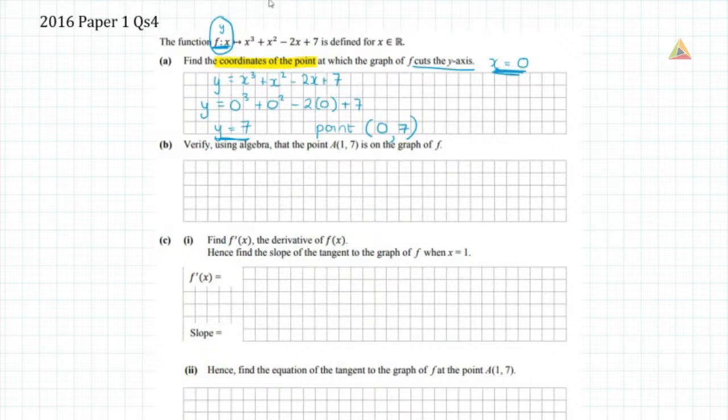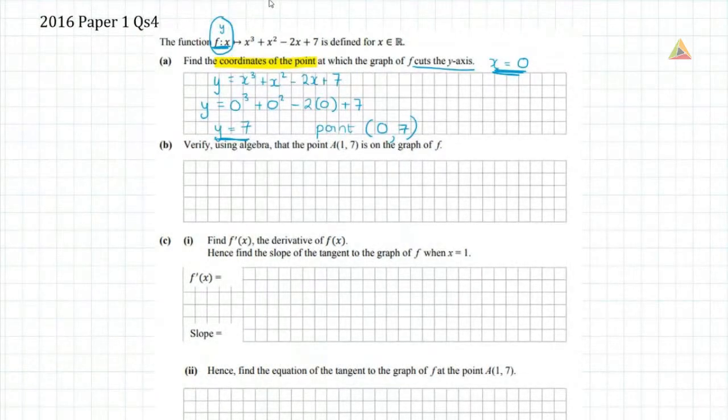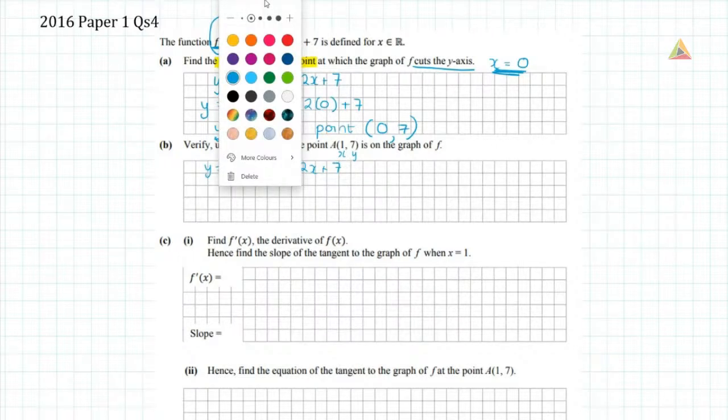Part B says verify using algebra that the point 1, 7 is on the graph of f. To verify something, we're going to substitute it in. So I'm going to sub this into my function. So everywhere I have an x, I'm going to put in a 1, and everywhere I have a y, I'm going to put in a 7. Now remember, this f of x written as y makes this a lot easier, because now I have y is equal to x cubed plus x squared minus 2x plus 7, and we're going to take this and substitute in my x and y values.